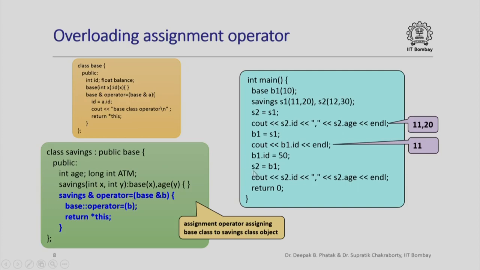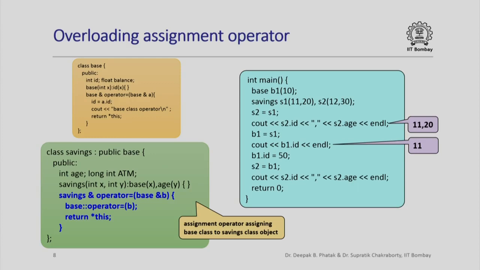And what is this assignment therefore going to do? It is simply going to call the assignment operator of the base class with the same argument. And what happens when you call the assignment operator of the base class with the same argument? So b1.id will be copied to s2.id. This statement is going to get printed, base class operator.